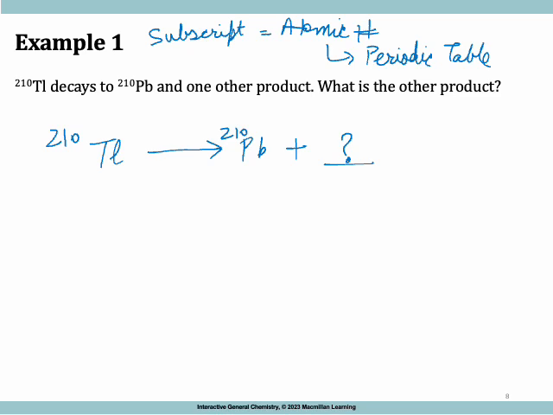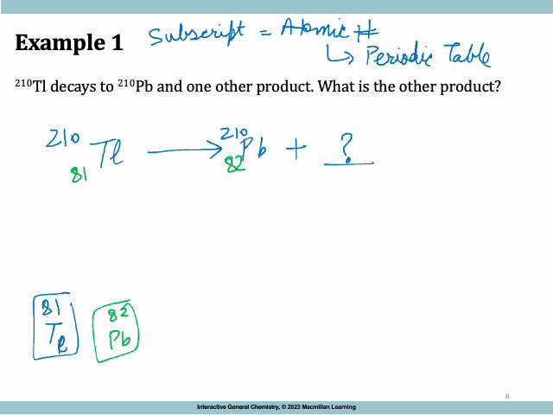So if we look for Tl on the periodic table, thallium, you will find that the number that's written on top is 81. So Tl is 81. Let me change the color so we know which numbers are the ones that I'm writing now. So Tl 81. Same thing if you do for Pb, which is lead, you will find the number is 82. So this number is 82. Now our aim is to make sure all the subscripts match and all the superscripts match.